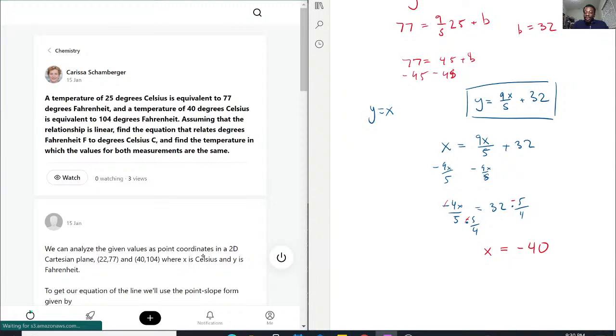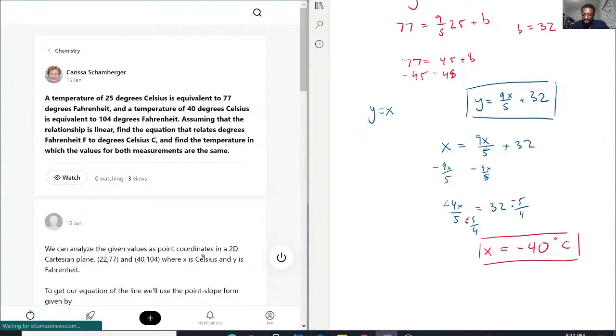It could be Celsius or Fahrenheit. Because we decided that x is our Celsius, we say x is negative 40 degrees Celsius. And you would see actually that based on this equation, that when x is negative 40 degrees, y should also be the same thing. Because if we plugged it into this equation, we have 9 times negative 40 divided by 5.